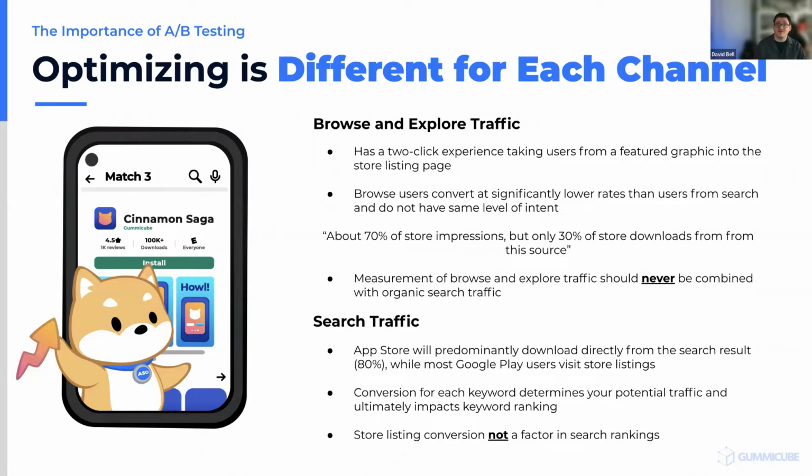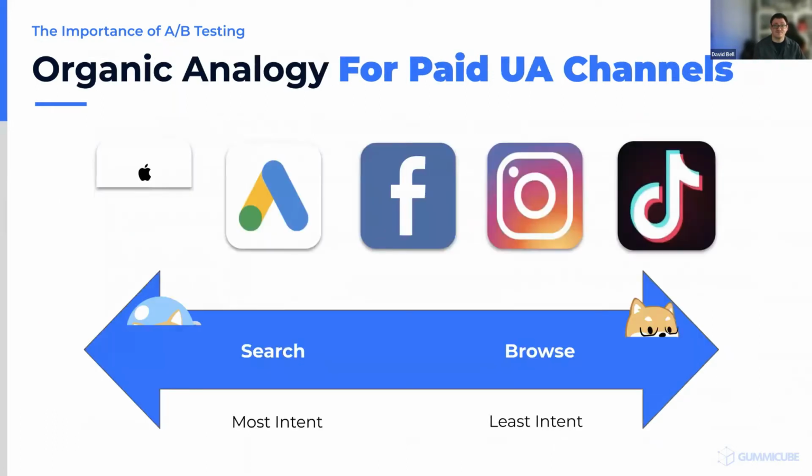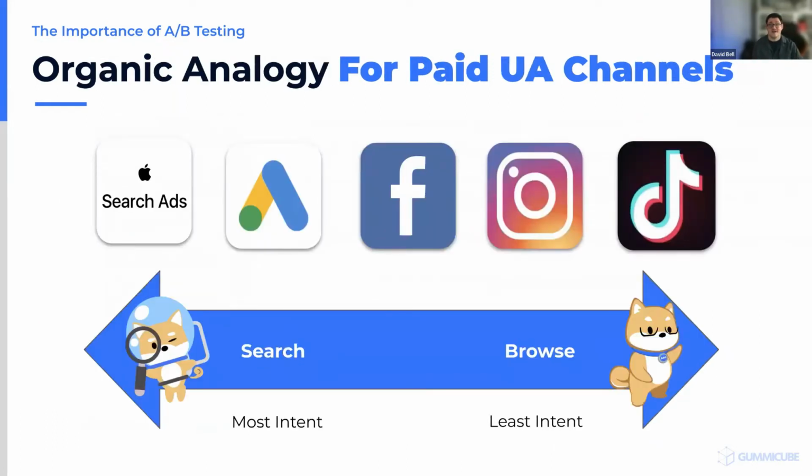I feel like a lot of people focus on conversion optimization for the store listing. And while that is important, at the end of the day, your store listing conversion rate is not ultimately what determines your search rankings and how you appear in browse traffic throughout the store. There are a lot of analogies that we have for paid UA channels, but when we think about user behavior in paid UA channels, user behavior within Apple Search Ads and Google Ads most closely resembles search-based user behavior in the App Store and Play Store because it's high intent.